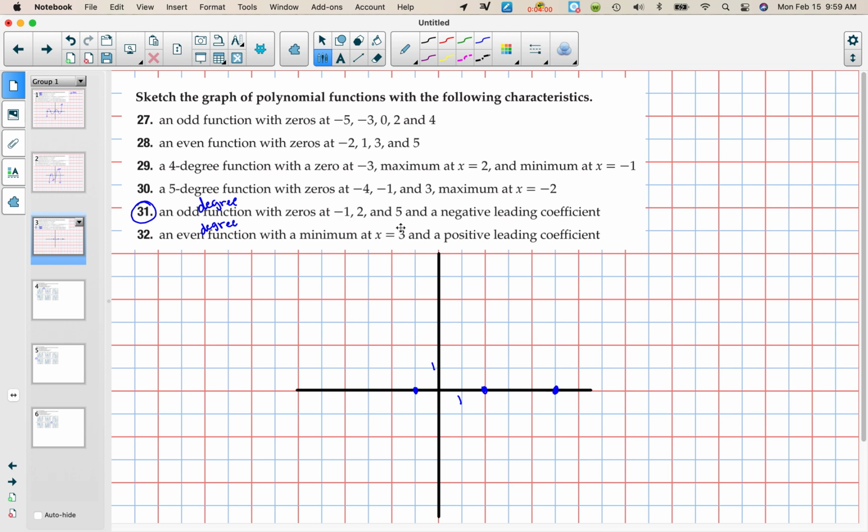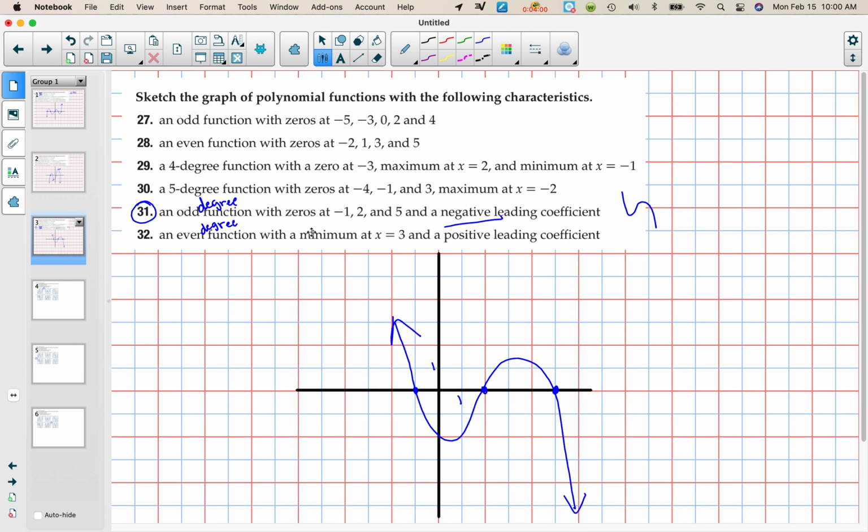Remember, the 0 of the function is when y equals 0. And the fact that they tell me the leading coefficient is negative, and I've got 3 zeros, so I'm probably going to draw this in as a cubic function. So remember, it's going to be something like this if it's a negative leading coefficient. And I don't have anything about maxes or mins, so I can make up how I want to. So I'm going to draw it like this.